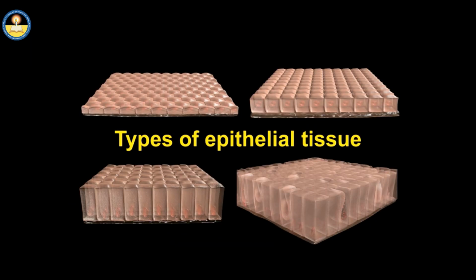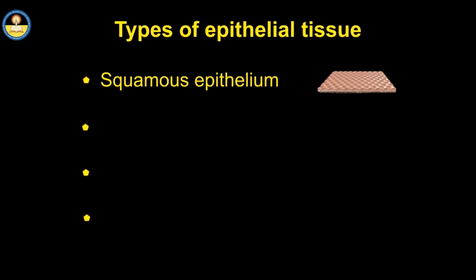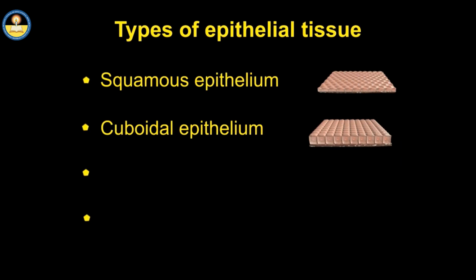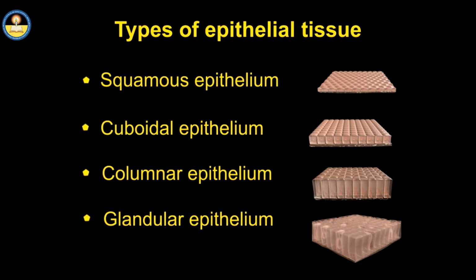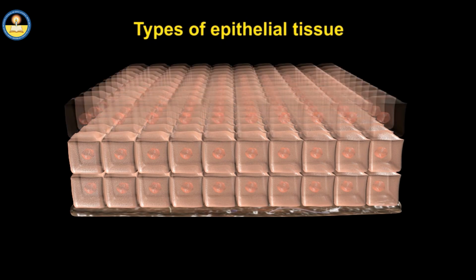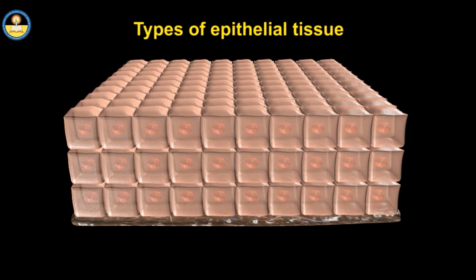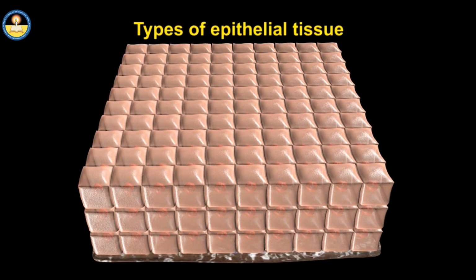Epithelial tissue is of several types based on the shape of cells and their arrangement. Squamous epithelium, cuboidal epithelium, columnar epithelium, and glandular epithelium are the main types of epithelial tissues. These types are further of various categories based on the number of layers in which the cells are arranged.